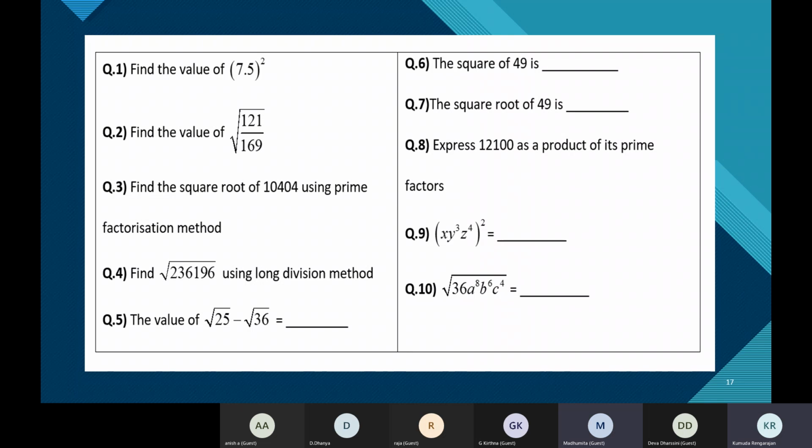Ma'am, so we should take four from every letter? Not 4 from every letter, it depends on how many pairs you have. If you have 8 a's, then 4 will come out. That's the answer, half of it.